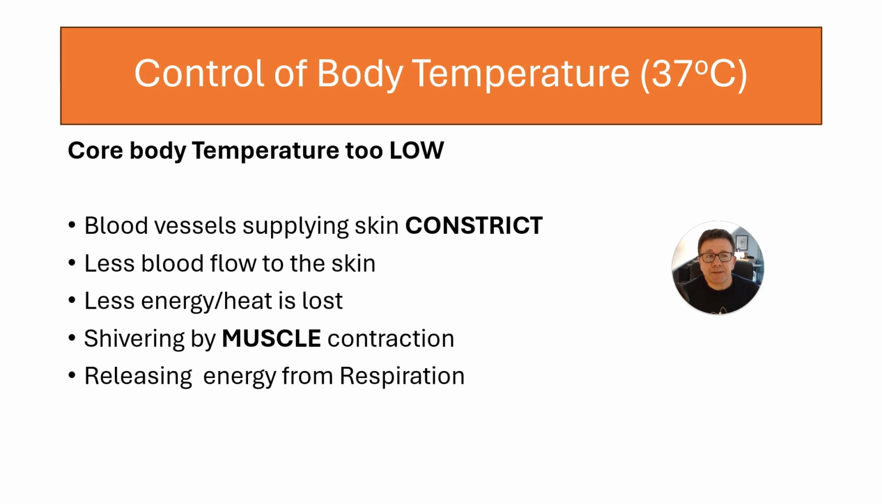Control of body temperature. This could be a good 6 marker or a 4 marker, or at least 4 marks. So you need to understand what happens when your core body temperature is too low or too high. In this case, too low: blood vessels supplying the skin constrict, so they get narrower, less blood flow to the skin, less heat energy is lost, and shivering by the muscle contractions releases energy from respiration. Do not say that blood vessels move. They do not move. They either constrict, narrow, or dilate, which is get wider. So just be careful with that one.